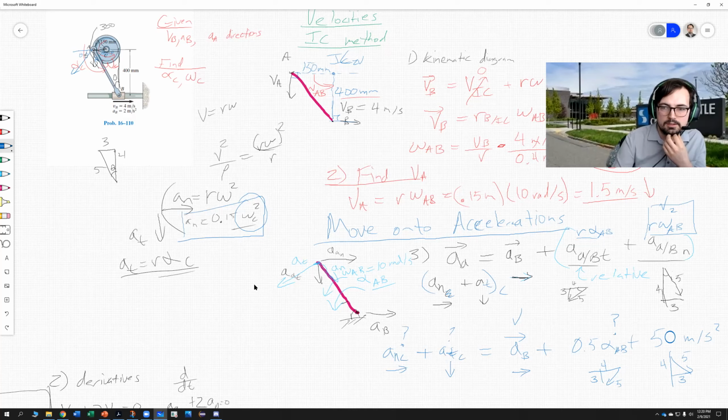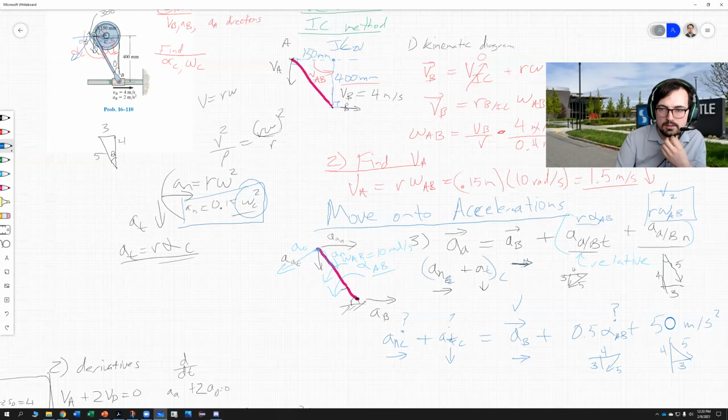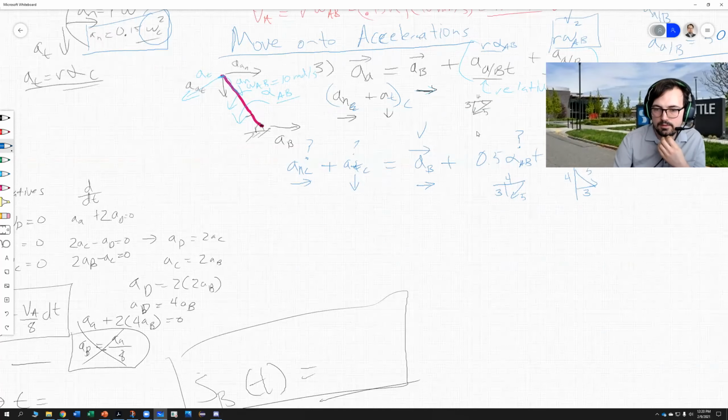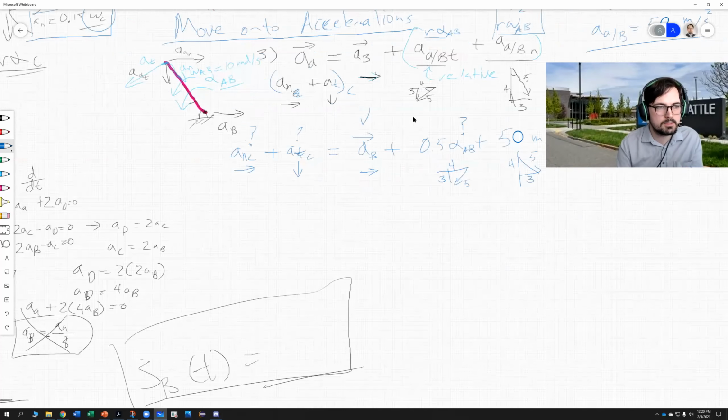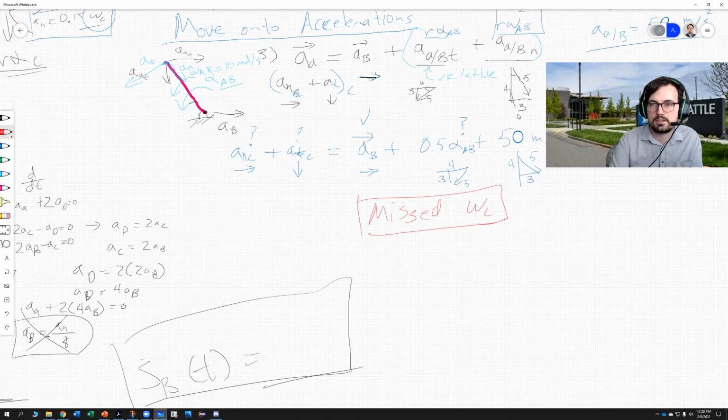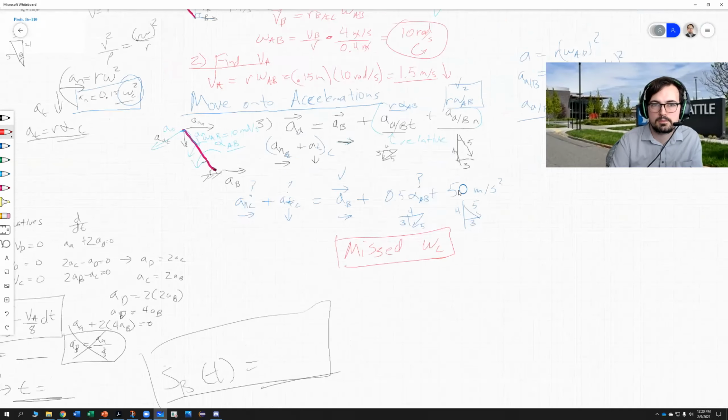Let's go back to velocity for a bit. I know that this is a little tricky. I hate jumping around, but this is the fun part about doing problems live. We had omega c. We're missing omega c. So I'm going to write that really big. Why are we stopping here? We missed omega c. Darn it, Albert. What do we do? Let's see, what can we do?